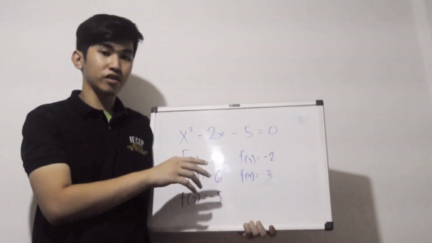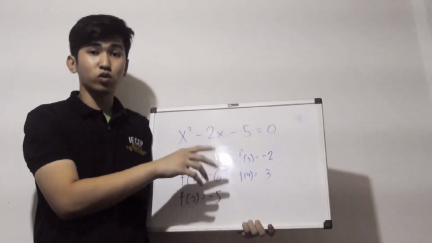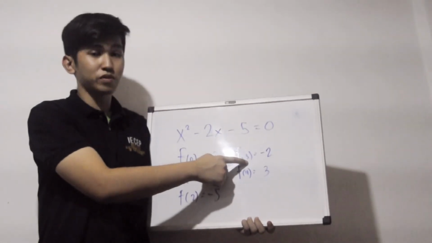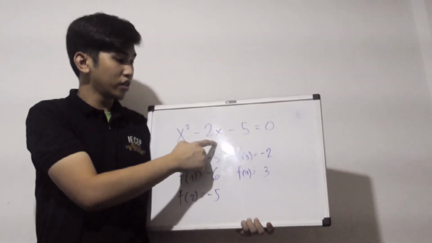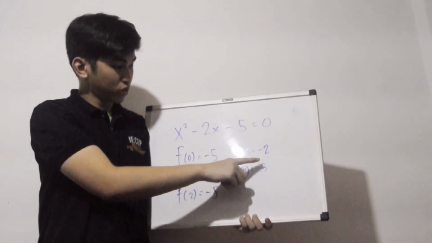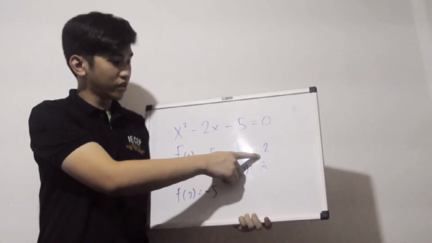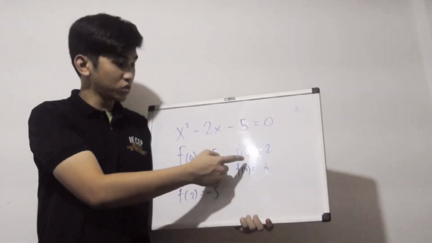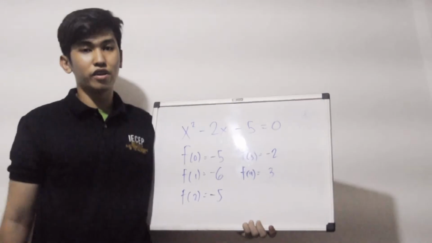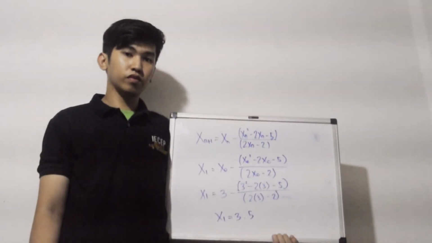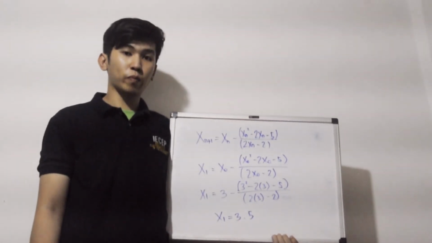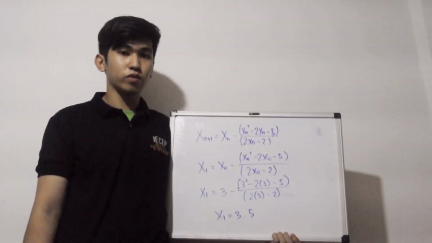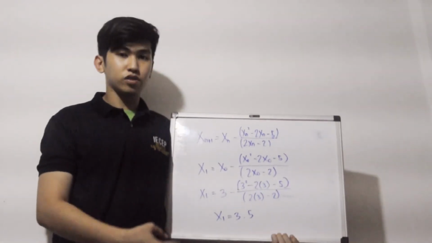What we are finding is the value that is closest to 0. And we see it here. When we substitute 3 to the equation, we find that we have negative 2, which is nearer to 0 than the next value 4, which is 3. So we will use number 3 as our initial guess value. The third step of our 4-step process is to substitute the value of x sub 0 to the equation.